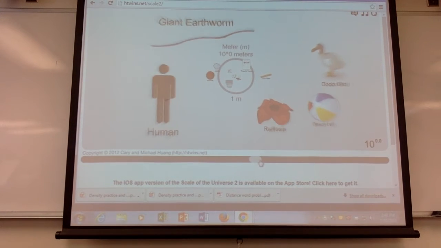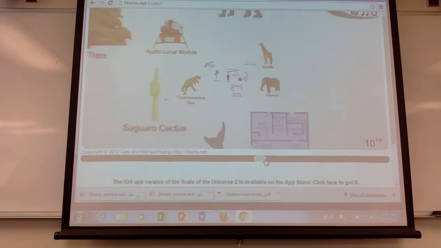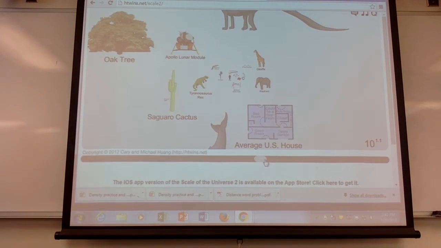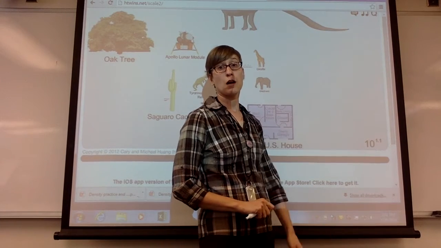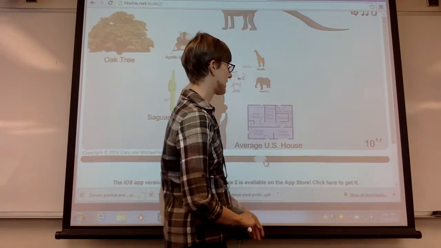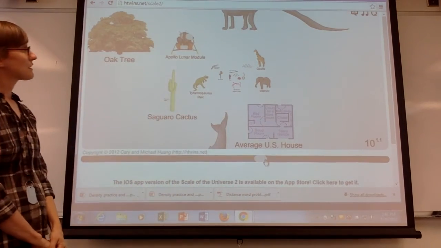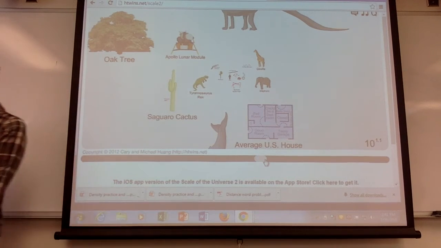First, I'm going to make objects larger. So now we're looking at larger objects. You'll notice that now I have 10 to the power of 1.1. That is actually saying that it's about 10 meters in length. Okay. Now we're going to keep moving.